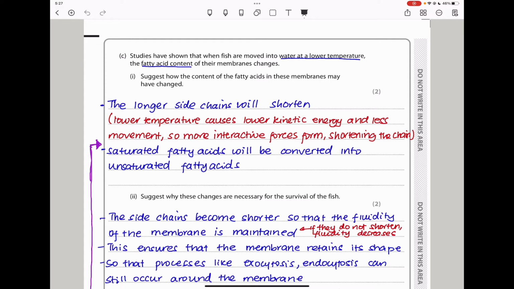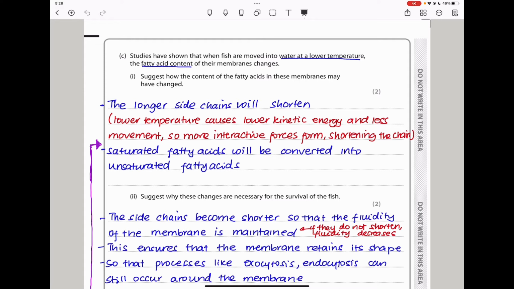Now remember, the membrane tries to ensure that it remains fluid when the conditions change. If you move the fish to lower temperatures, the membrane is going to fight to ensure that it has the same fluidity in order for molecules to move across it. To do that, it means it's going to change itself to have the factors that increase fluidity of the membrane. One thing that we're going to see is the longer side chains will shorten. So the membrane of the fish is going to have shorter side chains.